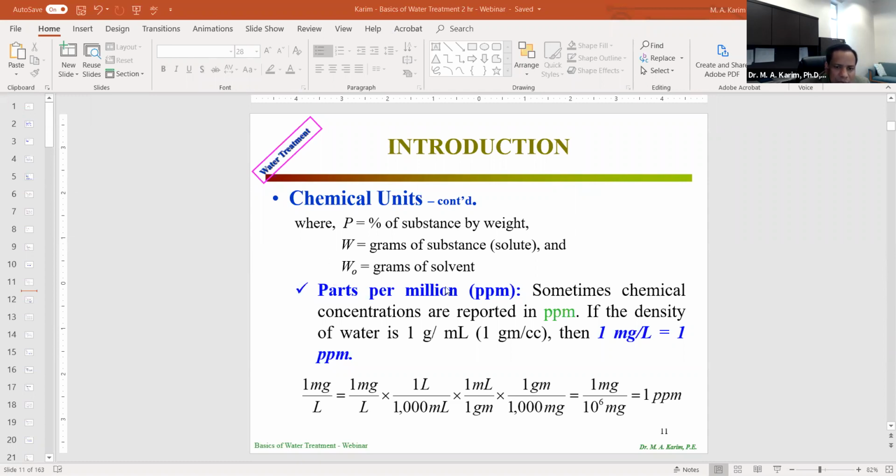Okay, so this is mainly how we can convert ppm to milligram per liter and milligram per liter to ppm. Ultimately, they are the same, and that is the definition of parts per million.